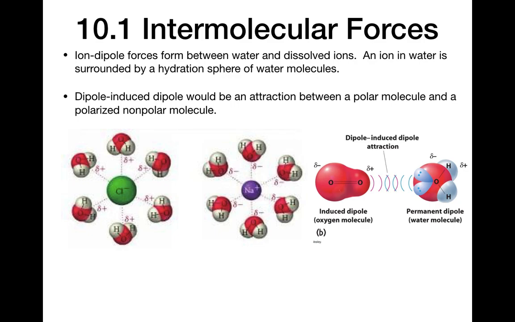Sometimes the AP test has you draw those, and it's important that you get the orientation of the water molecules correct, show the dotted lines between the waters and the ions, and also show that there will be multiple water molecules around a single ion. They call that the sphere of hydration when waters surround an ion in water.